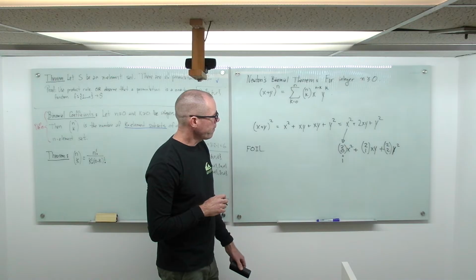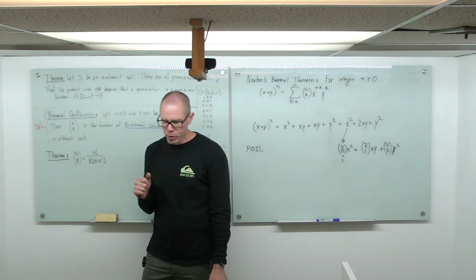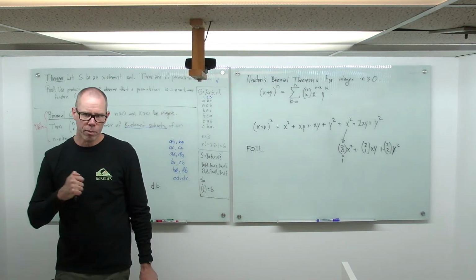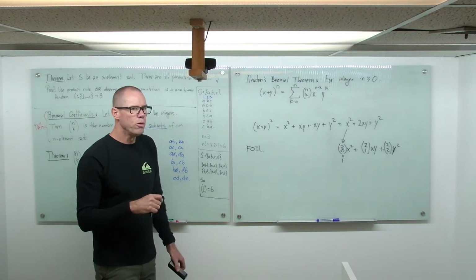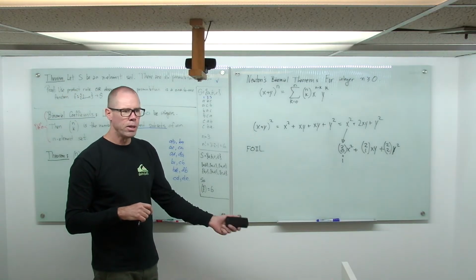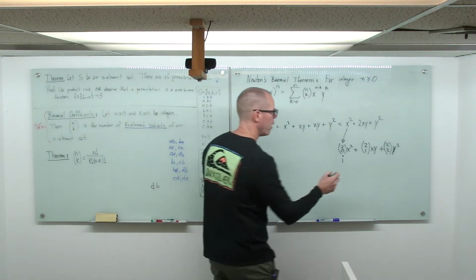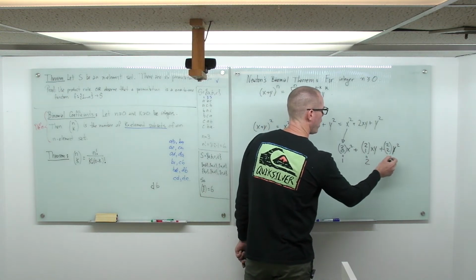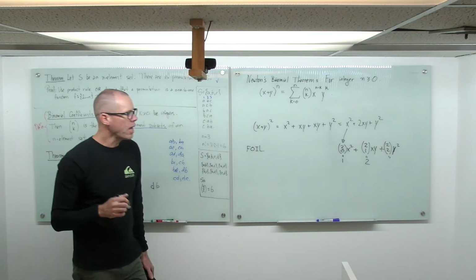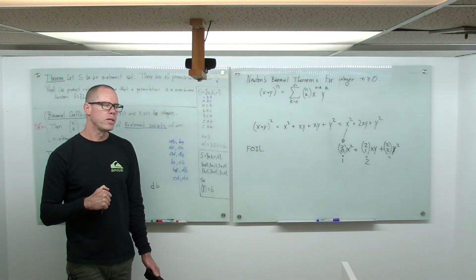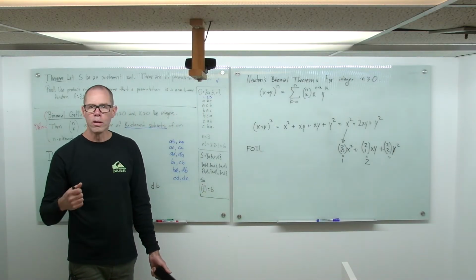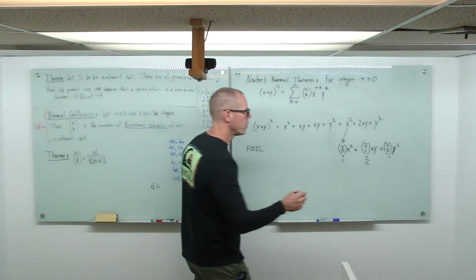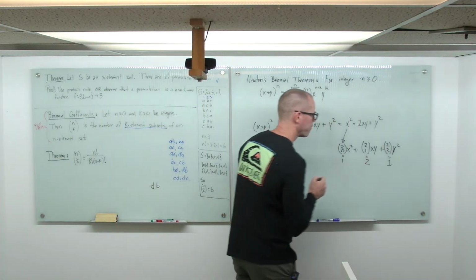2 choose 1. How many different ways are there to choose a set of size 1 from a set of size 2? Well, there's 2 ways to do that. If the set is A and B, it's A or it's B, so that's 2. And how many ways are there to choose a subset of size 2 from a set of size 2? There's only one way to do it. You have to take the whole set. So that gives you 1.